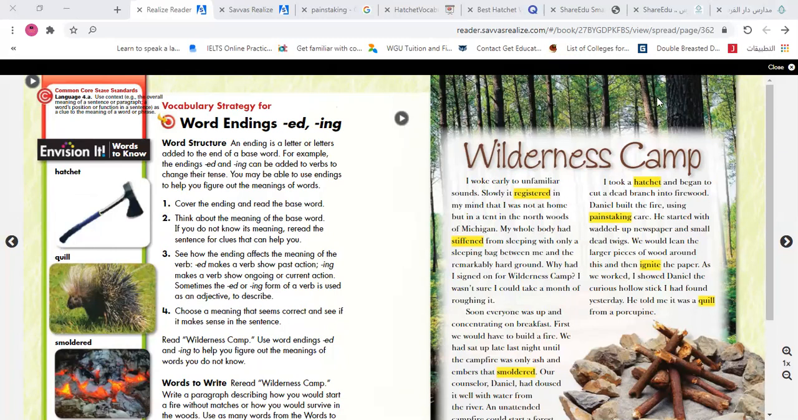Yes, Watin. Can I go first to bring my book from the room? Yes, of course you can. Go.